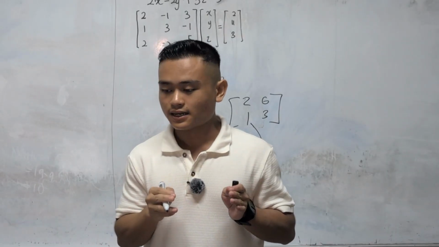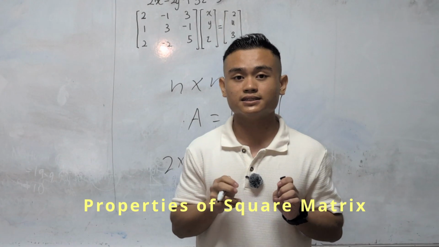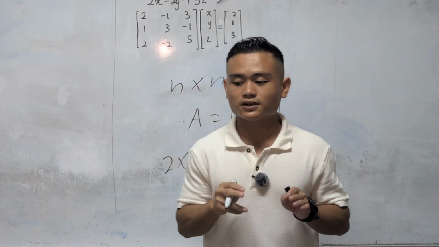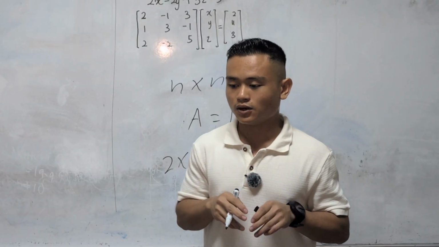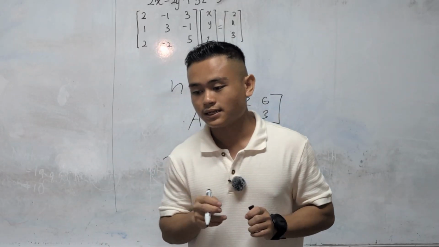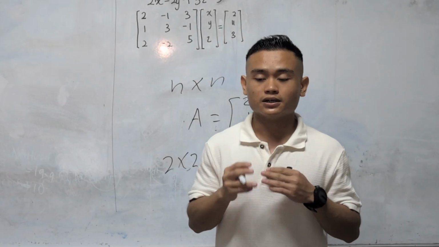Square matrices have several unique properties that distinguish them from other matrices. Firstly, the number of rows is equal to the number of columns. Secondly, a square matrix always has a main diagonal, which is the set of elements that run from the top left corner to the bottom right corner.